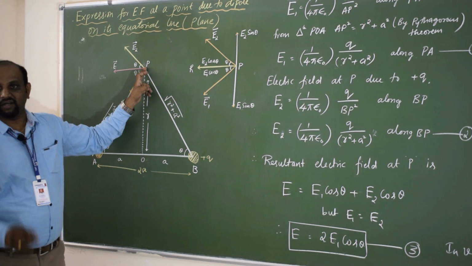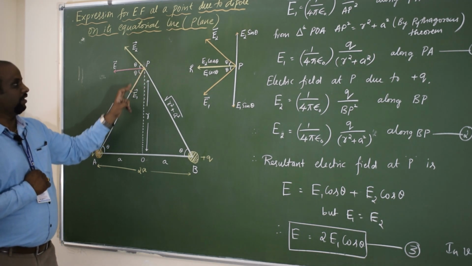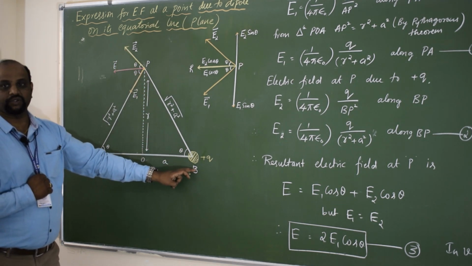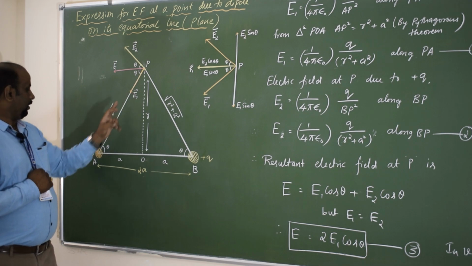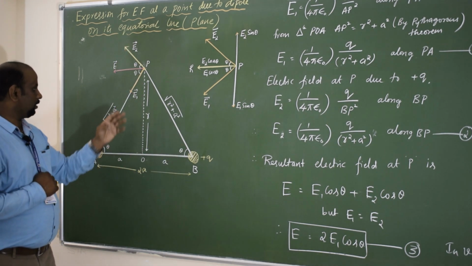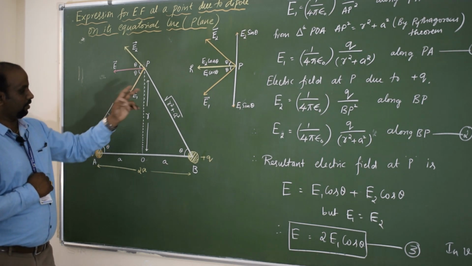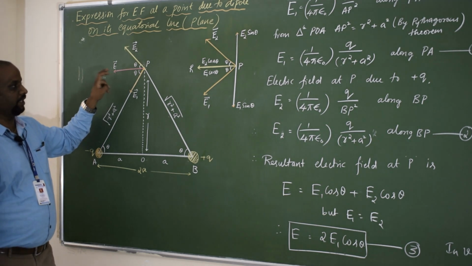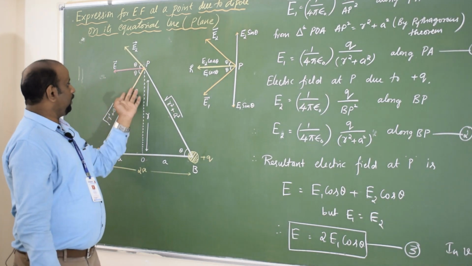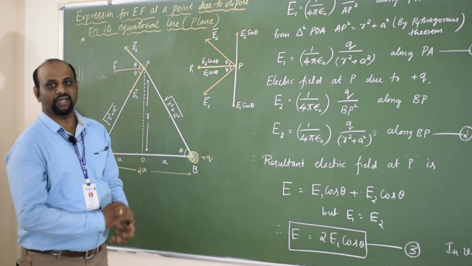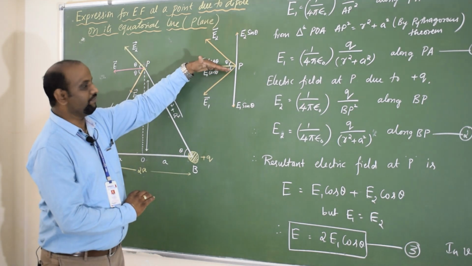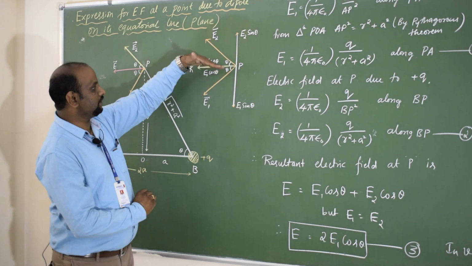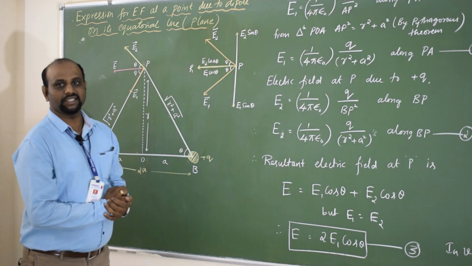At the point P, two electric fields are acting: E1 and E2. E1 is due to the negative charge, and E2 is due to the positive charge. For the negative charge, the electric field acts towards it, and for the positive charge, the electric field acts away. The net resultant electric field is E. Now E1 and E2 are split into horizontal and vertical components. The horizontal component is E1 cos theta and the vertical component is E1 sin theta. Similarly, E2 splits into E2 cos theta horizontally and E2 sin theta vertically.